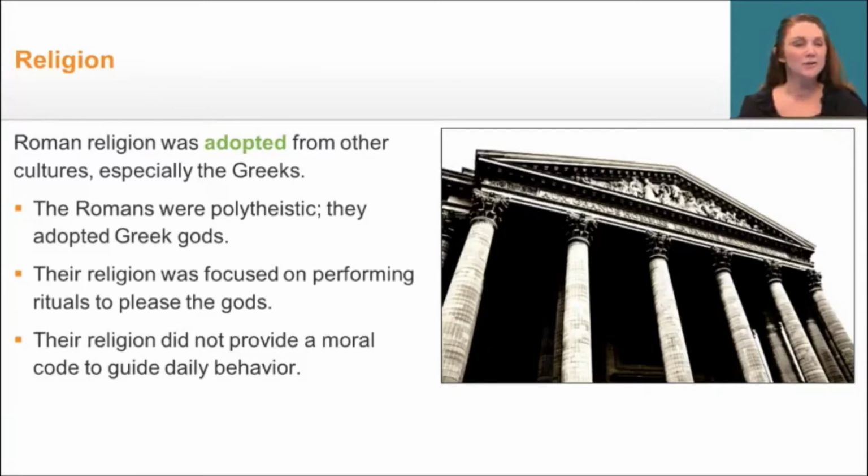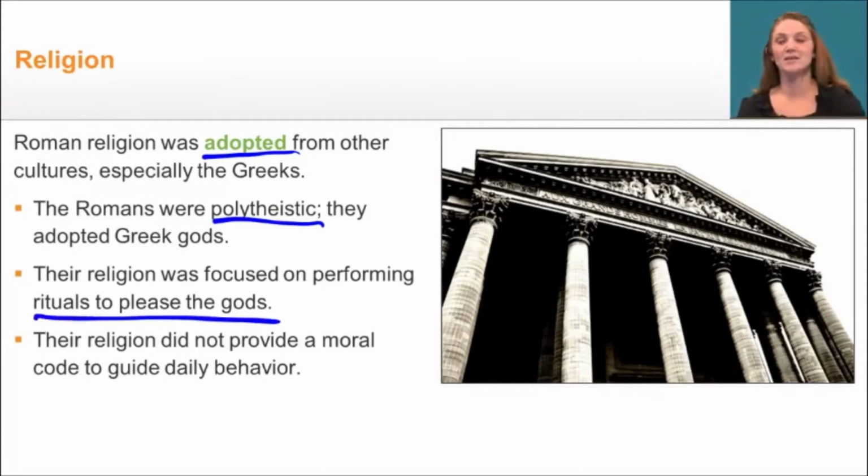We know that Greek religion was polytheistic. What about Roman religion? Well, guess what? Roman religion was adopted from other cultures, especially the Greeks. The Romans were polytheistic and they adopted the Greek gods. Their religion was focused on performing rituals to please the gods. They would have rituals for dinners, for things like that, to bless a child. They would go to the temple daily.